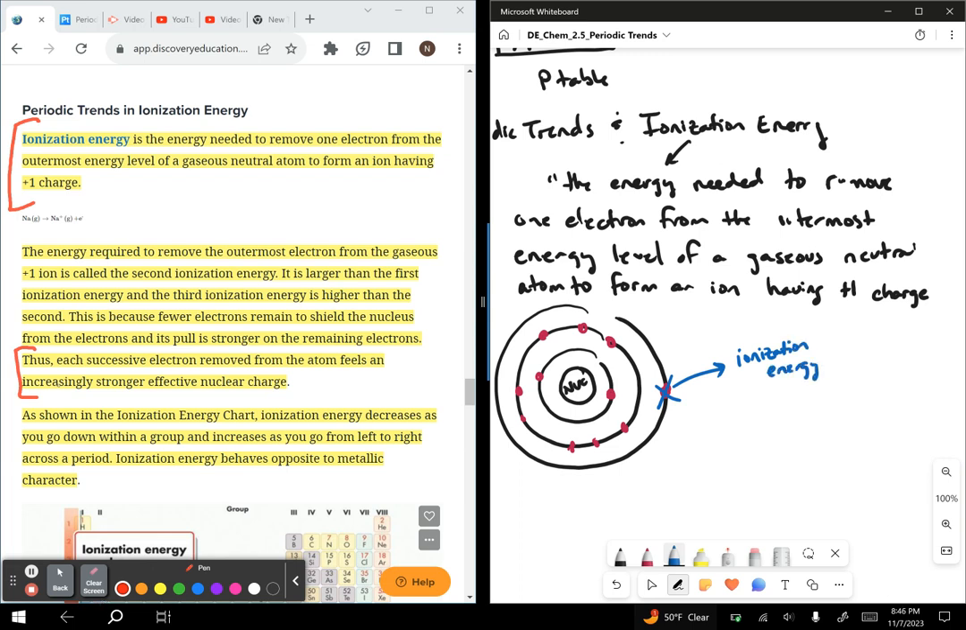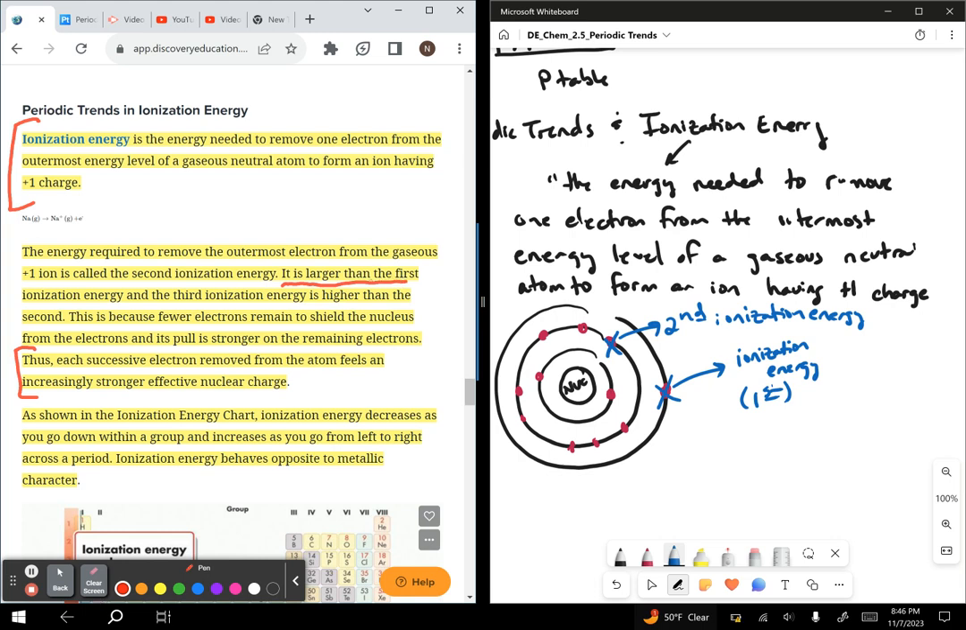Now, what happens if you are going to remove another electron? Well, if this is your first electron, what happens when you take away the second one? That's what they're referring to as your second ionization energy. Is that going to be easier or more difficult? Well, it is a larger energy.